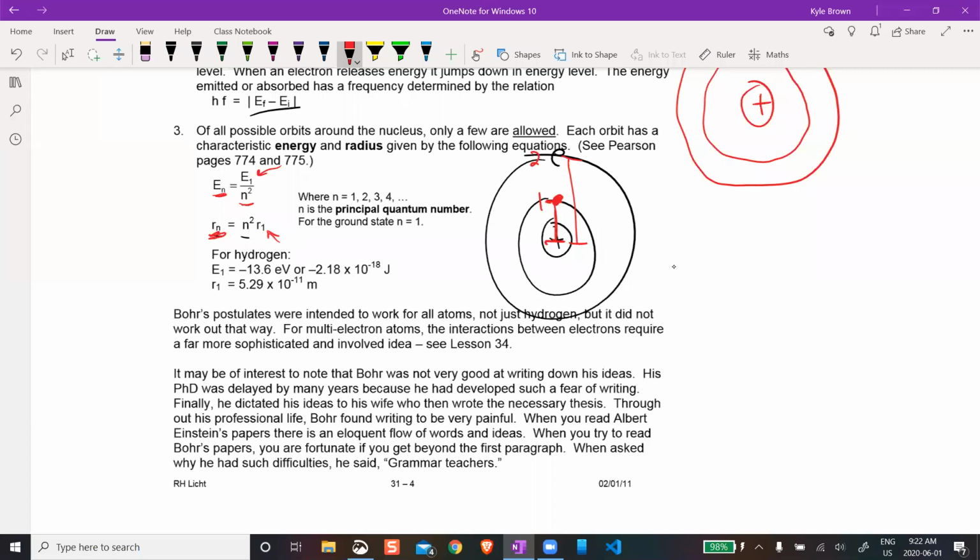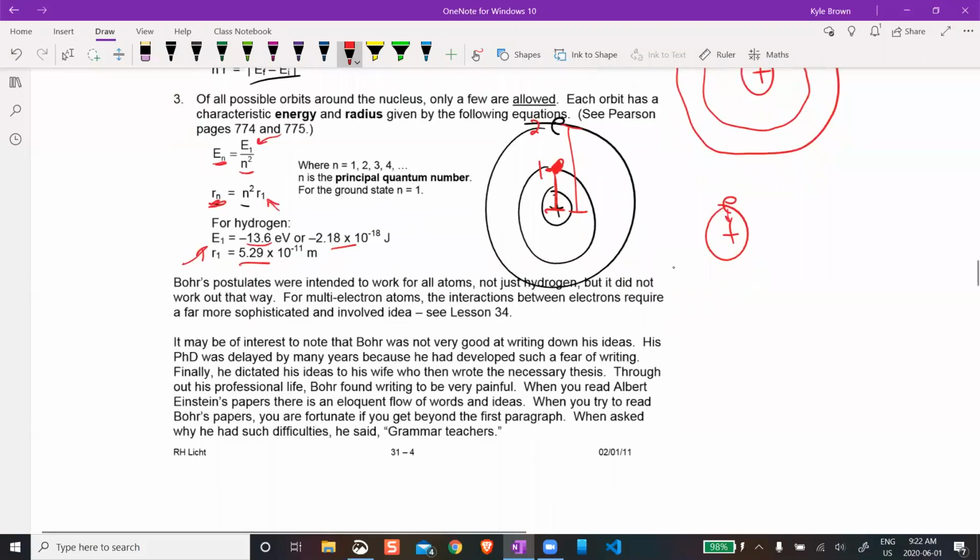So for hydrogen, we found 13.6 electron volts, or that many joules, and it has a radius of that. And that's for the ground level, so that was for n equals 1. That's where that electron just sits. That electron would never drop into the proton. It's never going to fall into it. It's always going to stay in that n equals 1, or ground state.